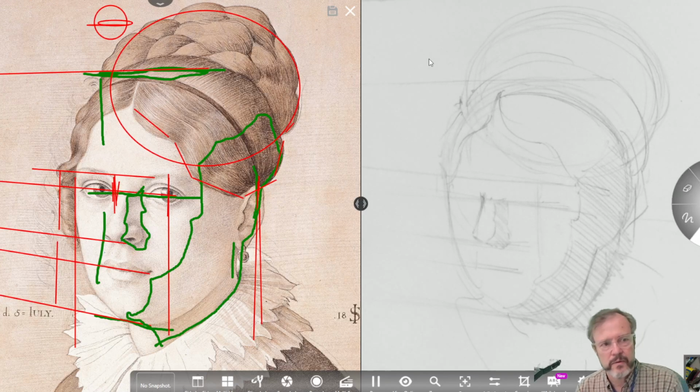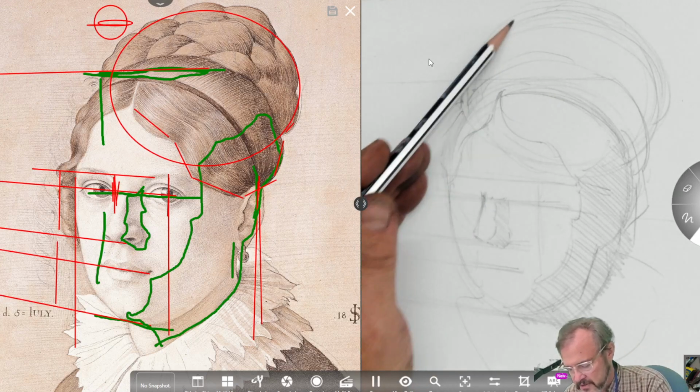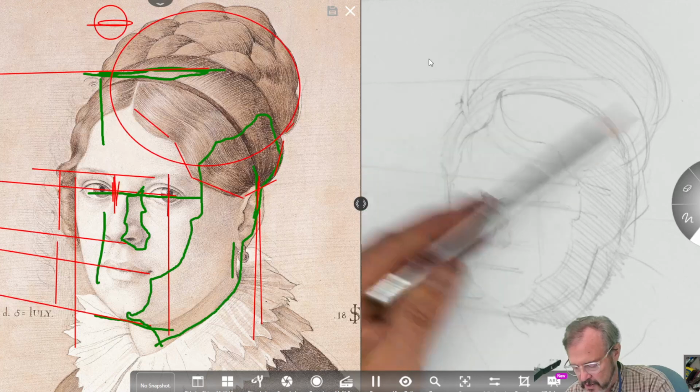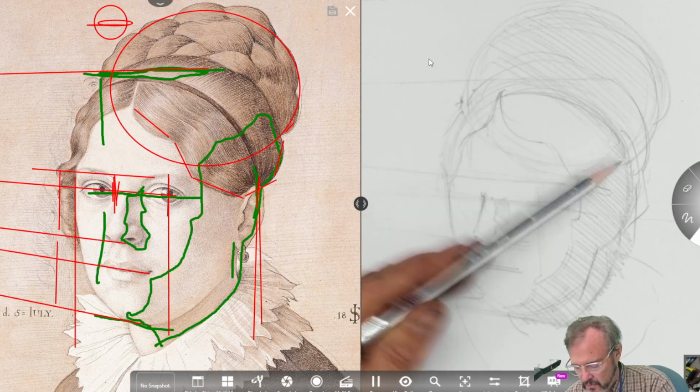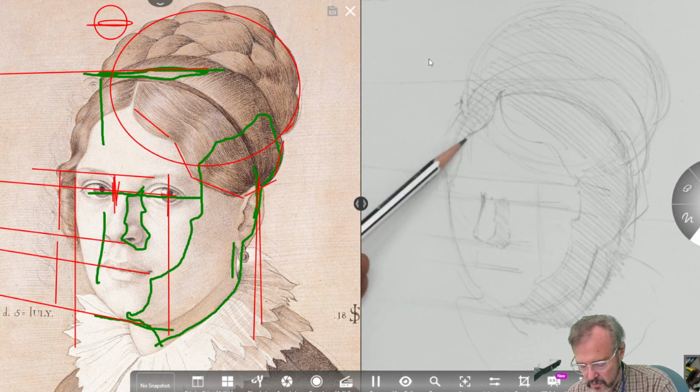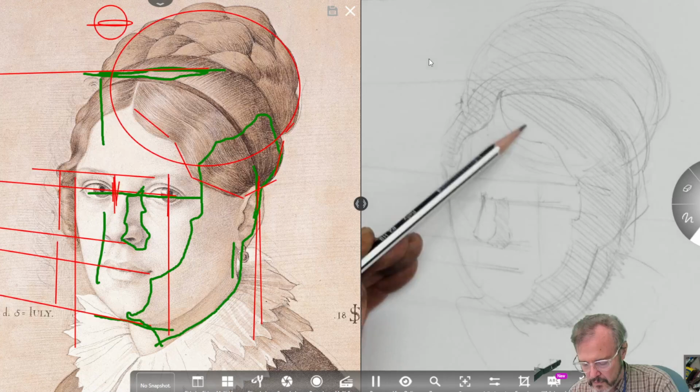And because the hair is so much darker than the skin, we're going to do a light first shading across the entire hairdo.